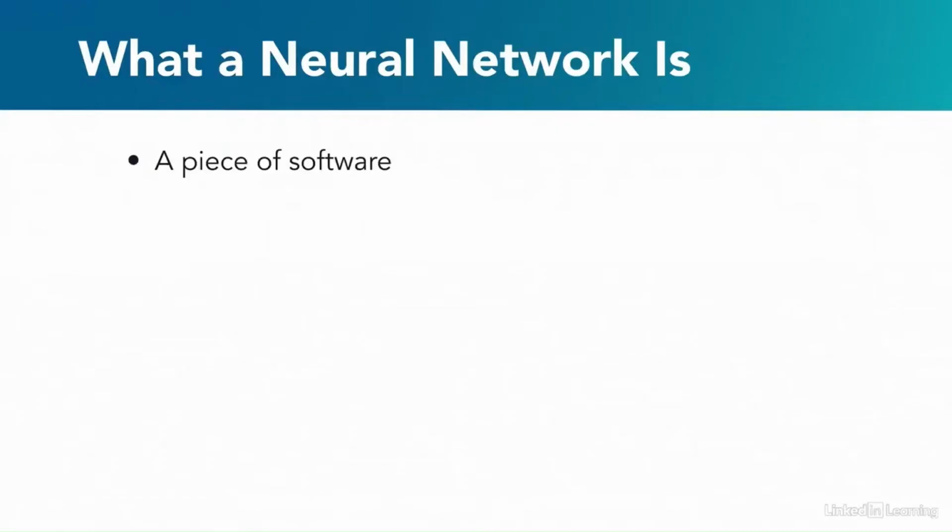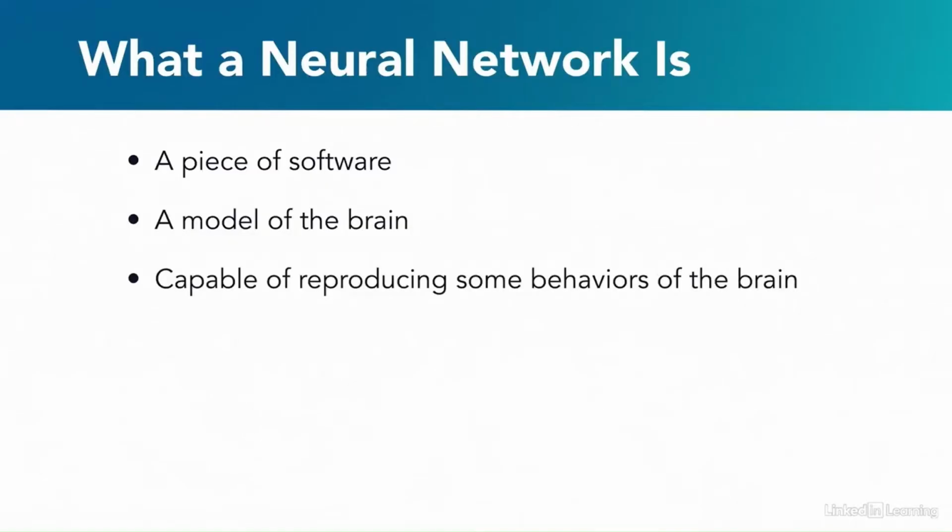A neural network is a piece of software. It's a model of the brain, and like so, it's capable of reproducing some behaviors of the brain, like learning and classifying. That is, it can be taught to recognize the category of a set of things you present to it. For example, telling the difference between apples and oranges in a picture.